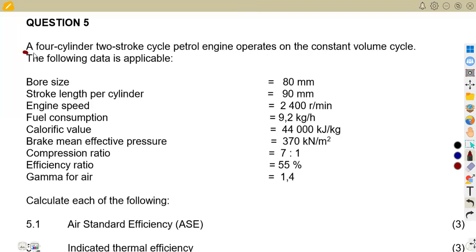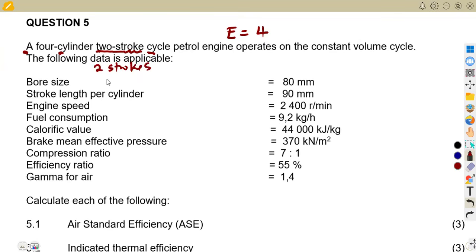We are given on question number 5, that is a 4-cylinder. So remember, when we're working with the cylinders, E represents the cylinders, all right? So there we've got E, which is equivalent to 4, the number of cylinders. Then it's a 2-stroke cycle, so the number of strokes that you're given there is 2.